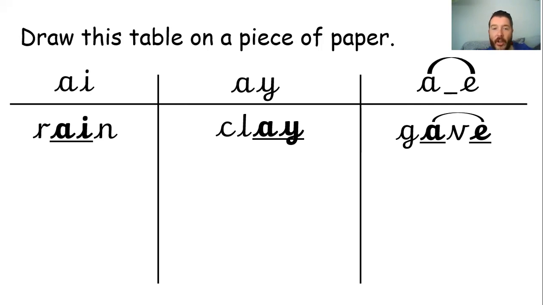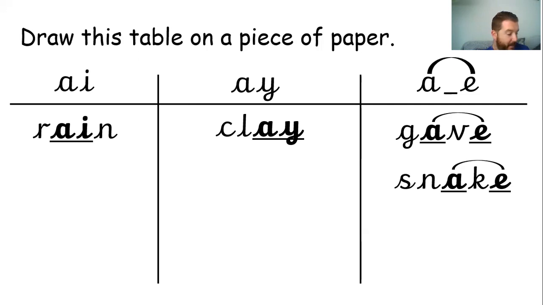Okay, number 4, the word is snake. Snake. The snake slithered along the tree branch. Snake. Snake. Where's that going to go? It's a split grapheme again, A split E. Give yourself a tick if you got that right.